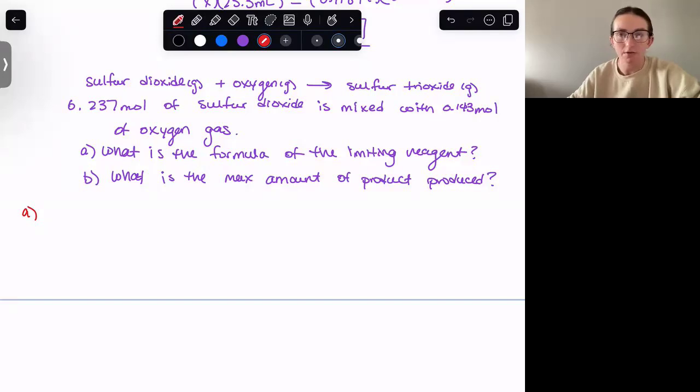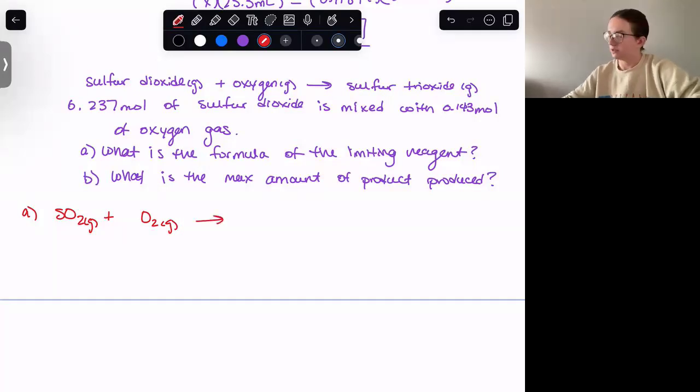So for sulfur dioxide, does anyone know what that formula is going to be? Awesome. Yep. We have SO2. And what is oxygen? Good. So it's going to be O2. O2 is one of your 7 diatomic nonmetals. So oxygen in its elemental state will always be O2.